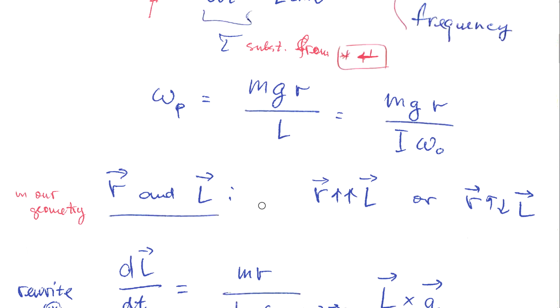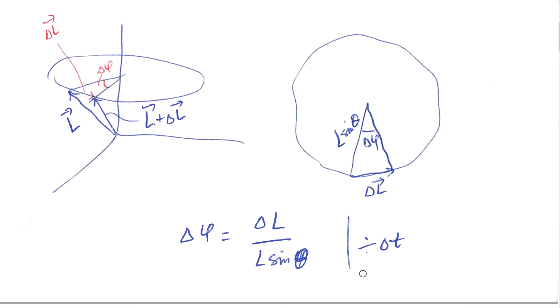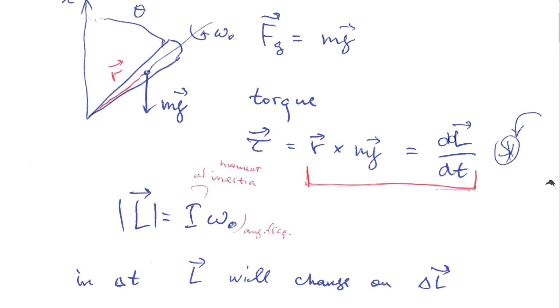And then there are different cases, R and L. So in our geometry, R can be collinear with L or anticollinear with L. So it depends on which way our top is spinning. And if we look at this relationship, R cross mg is equal to dL/dt, we can rewrite this.